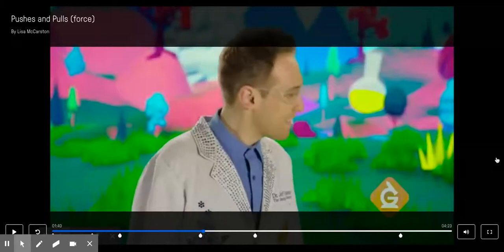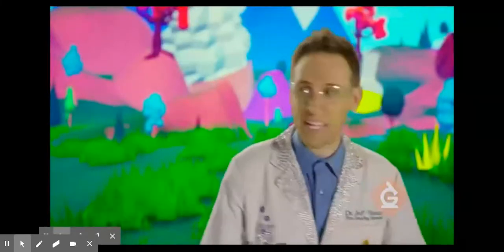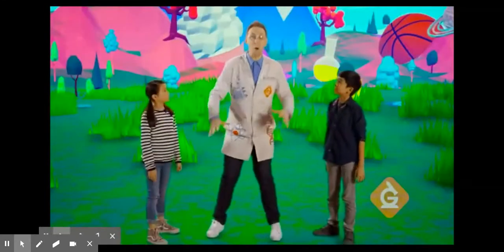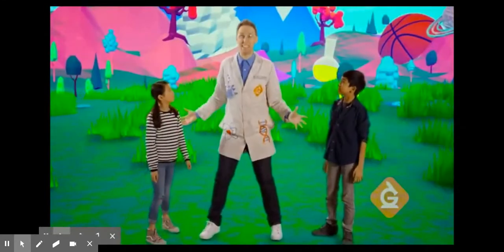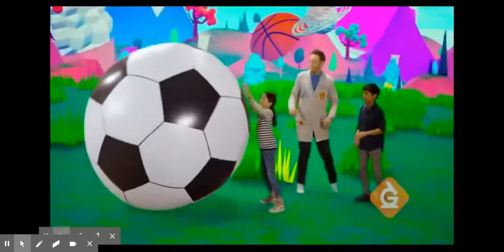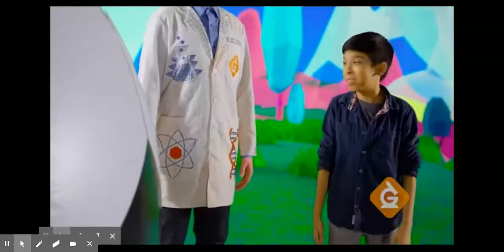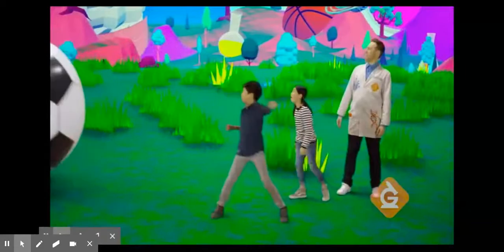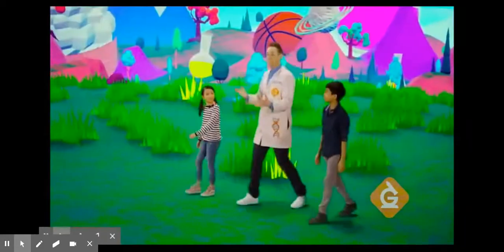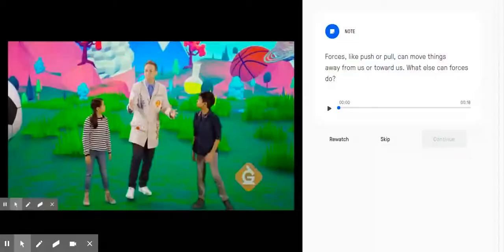I totally get it. Forces can make things move. That's right, but it's not all. Forces can also change the motion of things. Whoa! So, if I want to change this ball's motion, I can use force to push on it, which makes it stop. And if I want to change the ball's motion to be faster, I can use force for that too. Nice. We know that a force is a push or pull, and that it can change the motion of things.